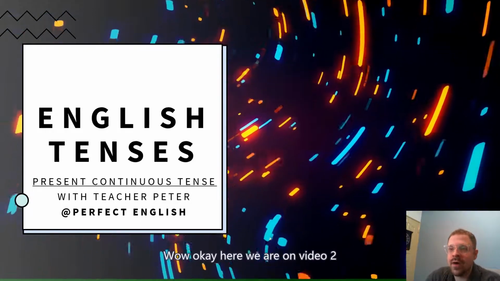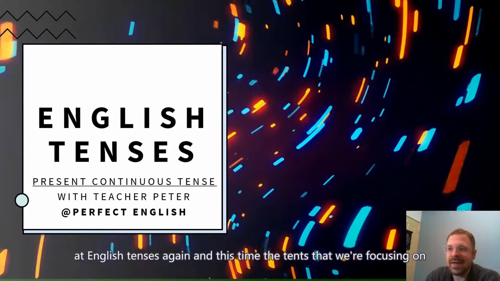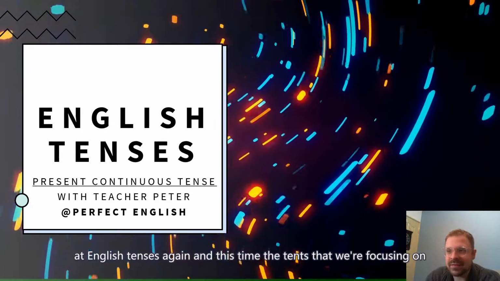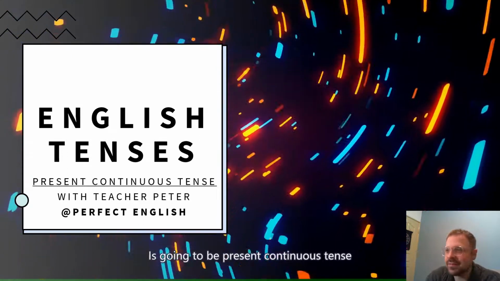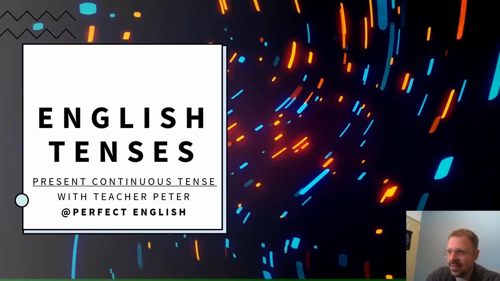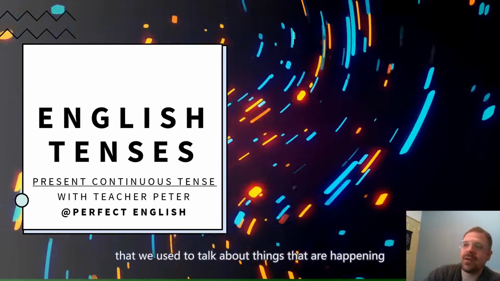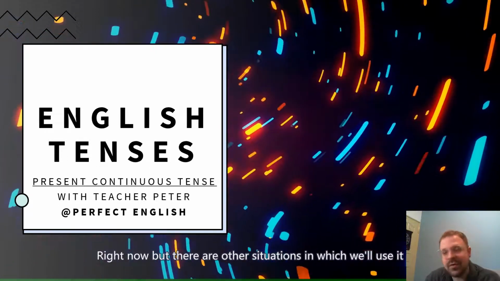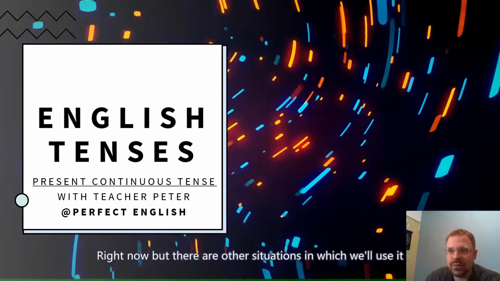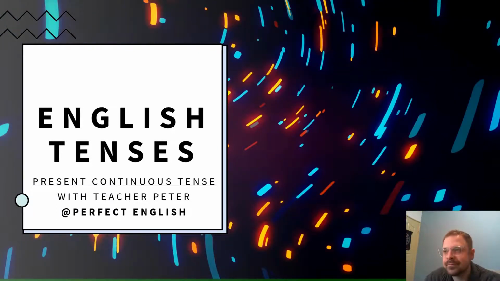Wow, okay, here we are on video 2. We're taking a look here at English tenses again, and this time the tense that we're focusing on is going to be present continuous tense. Present continuous tense is a tense that we use to talk about things that are happening generally right now, but there are other situations in which we'll use it. And let's start exploring those right away.